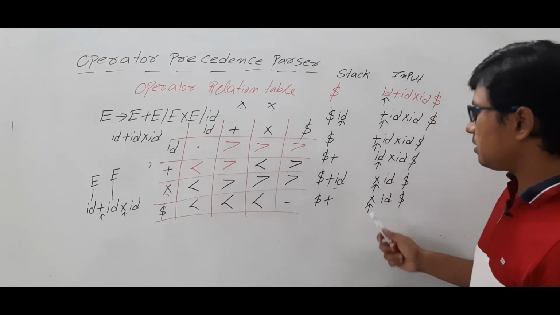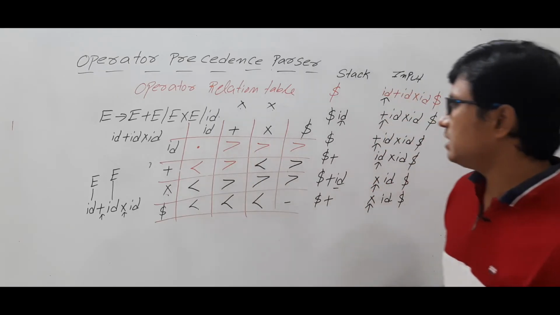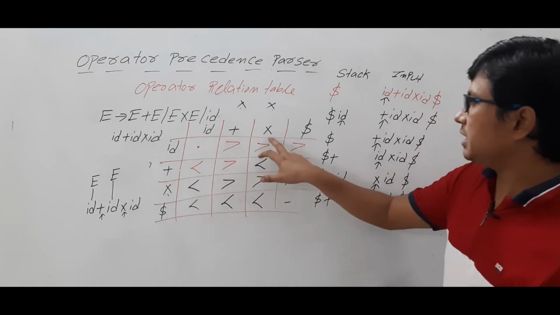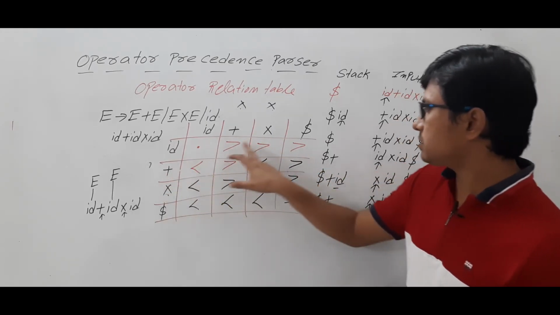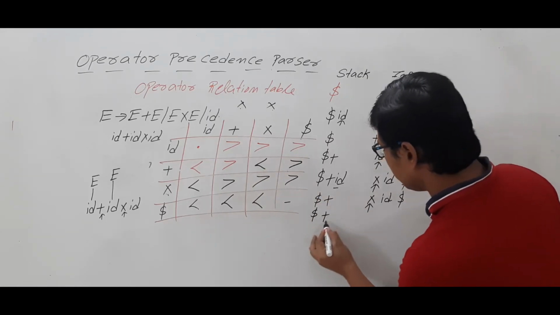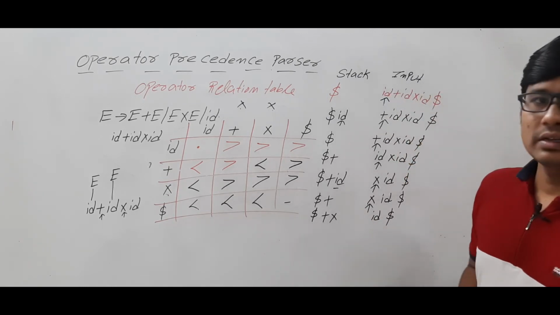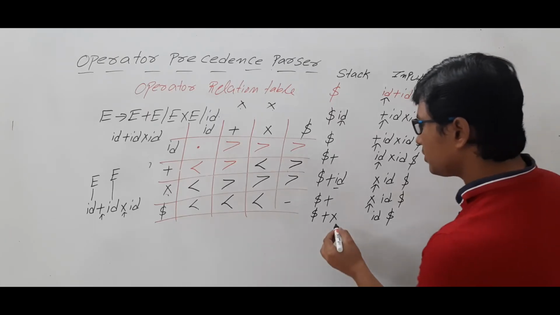Now plus and multiplication: plus is here, multiplication is there, plus and multiplication is again less than, so you need to push it onto the stack. Plus multiplication id and dollar. Is it clear? Are you able to understand it or not? Now what is the top of the stack?